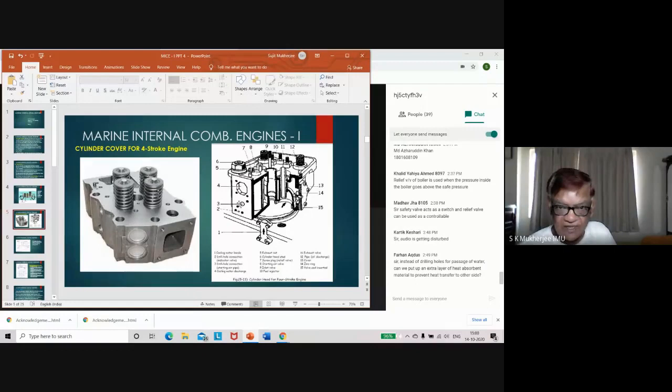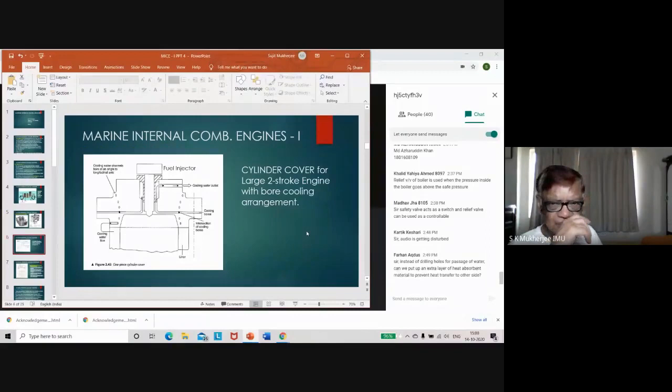In this cutaway section, this hollow space is actually cooling water allowed through for cooling. Okay, so this is your cylinder cover of a four-stroke engine. Now, this is the cylinder cover for a large two-stroke engine with bore cooling arrangement. And this is the diagram I would expect you to draw in case you're asked in the examination: draw sketch and describe a two-stroke cylinder cover.